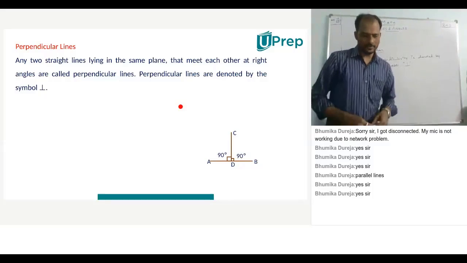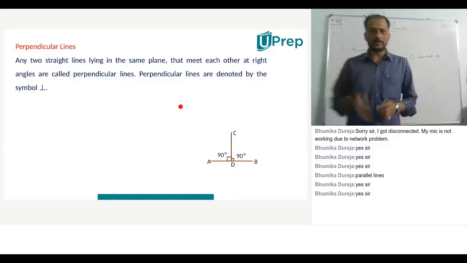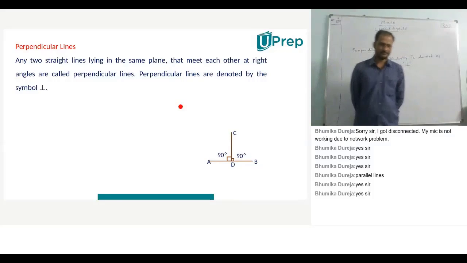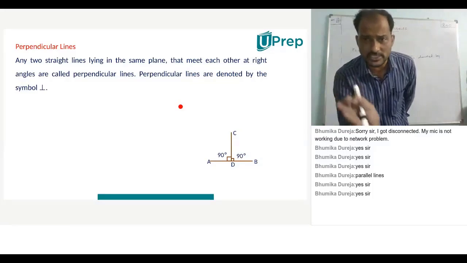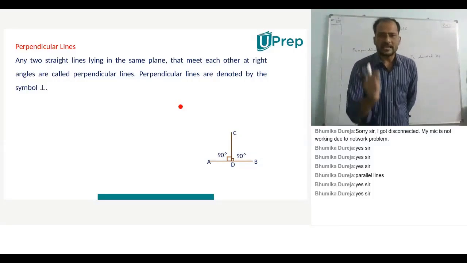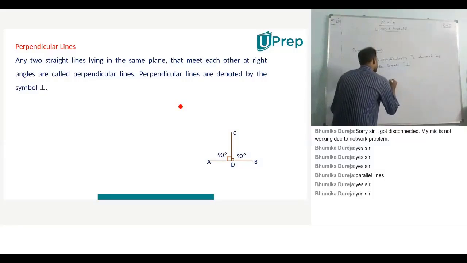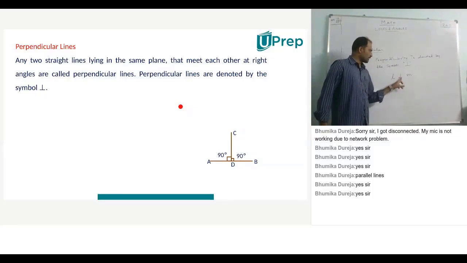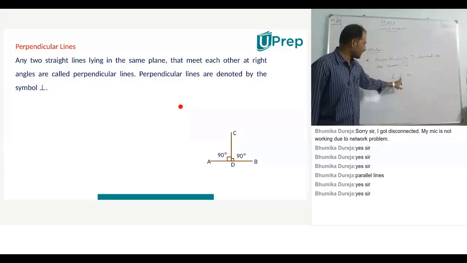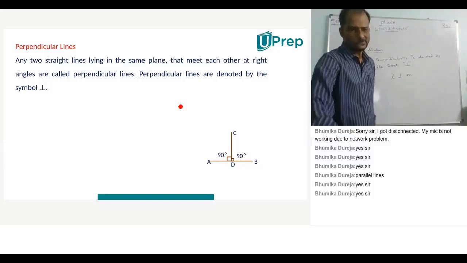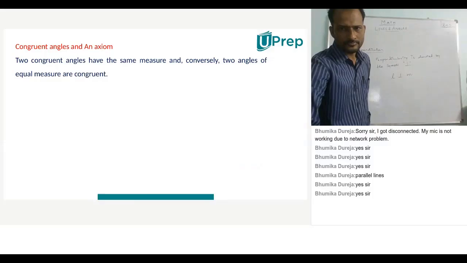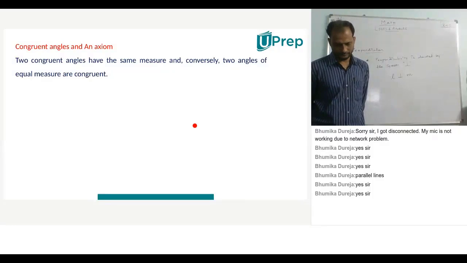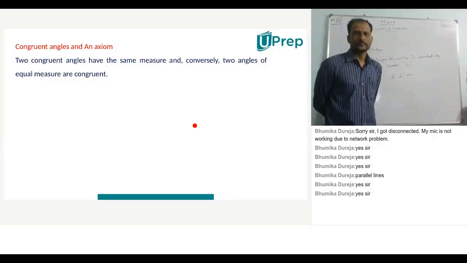Now write down. Put a star and write: if the lines L and M are perpendicular to each other, then we write it as L perpendicular to M. Okay?